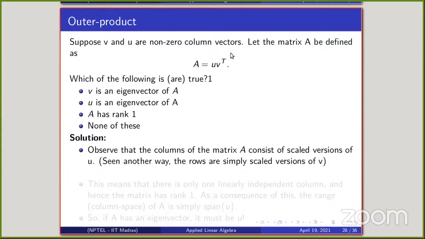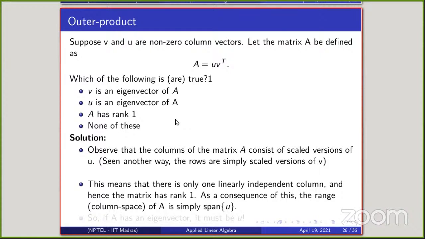Okay, so given that U is the only linearly independent vector in the column space, if there is an eigenvector for A, it can only belong to the range of A, or the column space of A. So the second option is a possibility. It might be true, so we'll check that. If it has an eigenvector, it must be U.